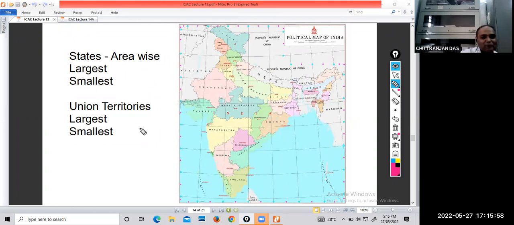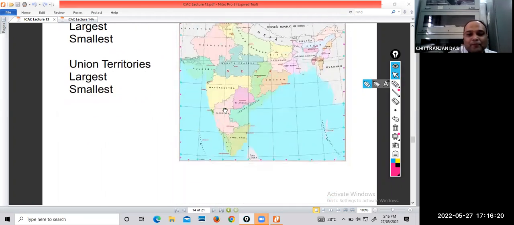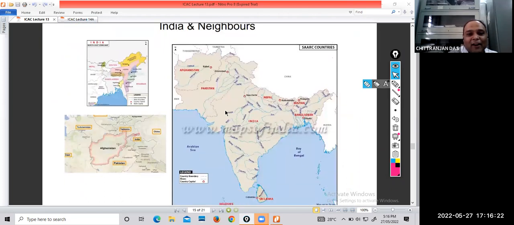Largest union territory? It is Jammu and Kashmir now, the largest union territory. Earlier it was Andaman and Nicobar. Smallest union territory? Smallest union territory is Lakshadweep. Now let us see our neighbors, India and its neighbors.